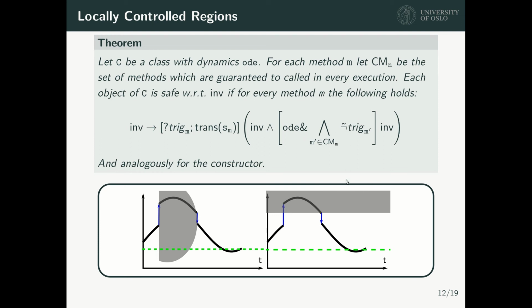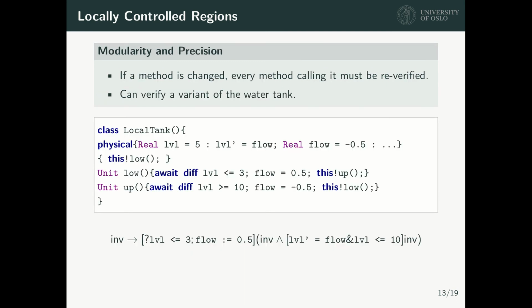Great. So now let's look at what we have done in more detail. Modularity suffers because if I now change the trigger of a method, I need to re-verify A, the method, and B, every method that calls it, because they are safe for a certain post region. And if I change the post region, I need to re-verify it. But I can now verify not the water tank as I demonstrated it, but a variant of it.